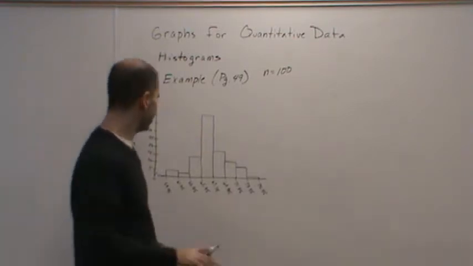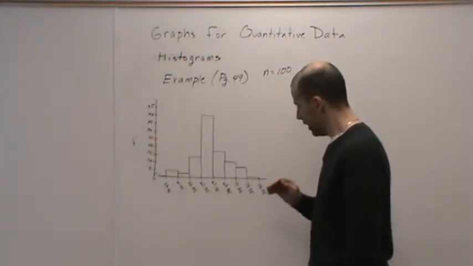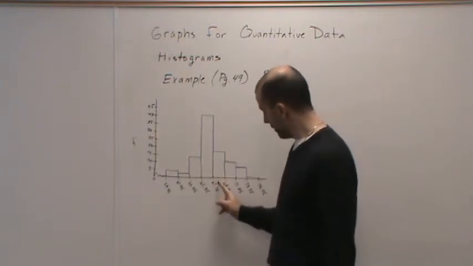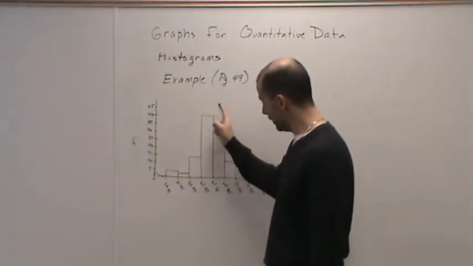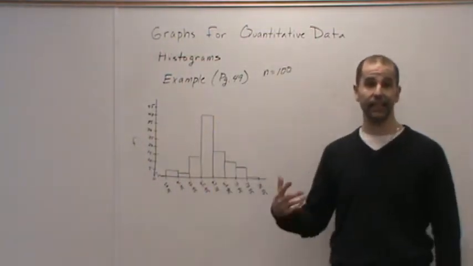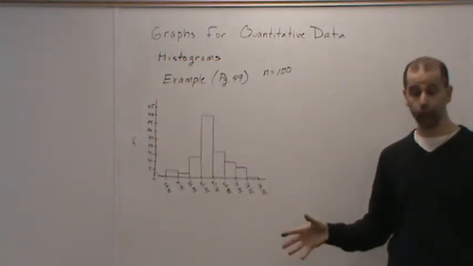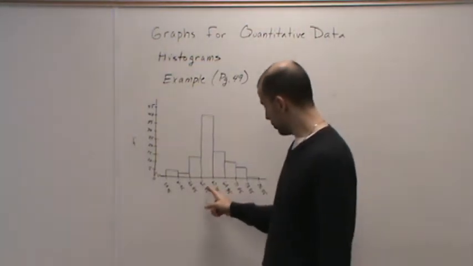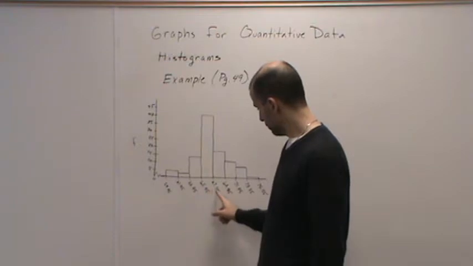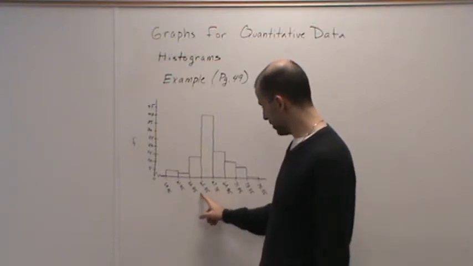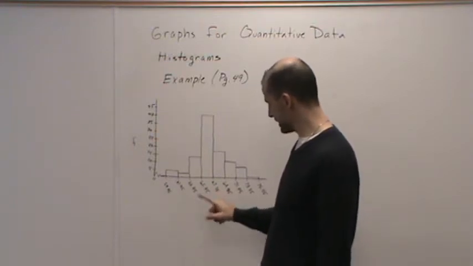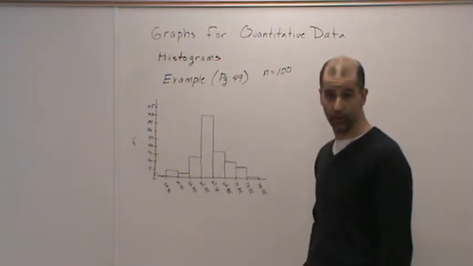So there are 4 different shapes that we're going to talk about when it comes to histograms, or any kind of distribution. But histograms is a nice, easy way to do it. One of the things that you can see in this histogram is that the majority of the heights of these semi-professional soccer players is between about 66 and 68 inches.